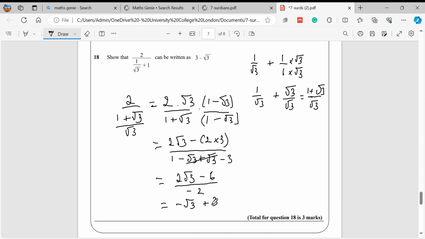It says show that 2 over 1 over root 3 plus 1 can be written as 3 minus root 3. Well, that's the same. Minus root 3 plus 3 is the same as 3 minus root 3. And there you go.